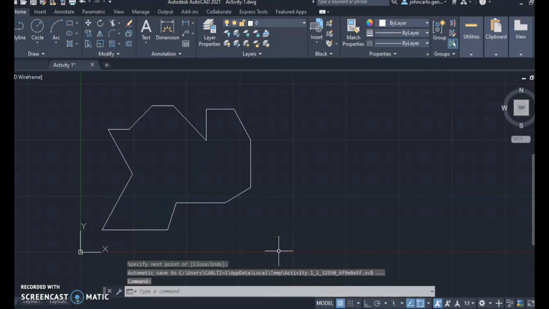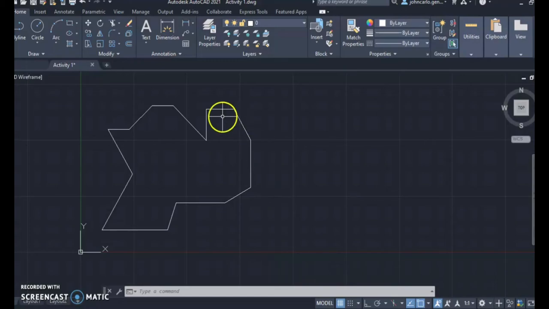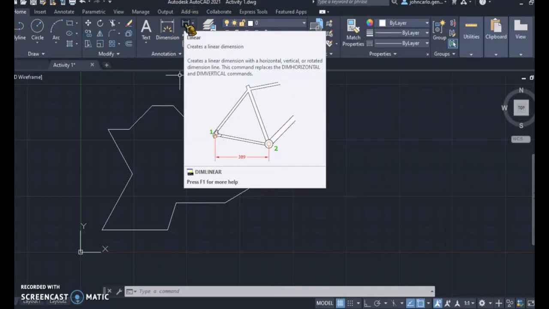But wait, it is not finished yet. We all know that there are some missing points in this figure. Now we're going to add the dimensions of each line. So how can we add some dimensions? We're going to add the dimensions right here. Here, this linear creates linear dimensions.